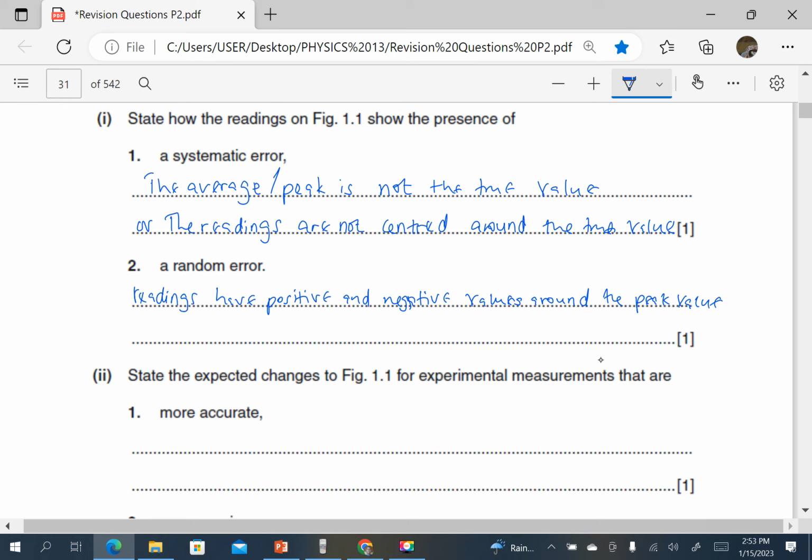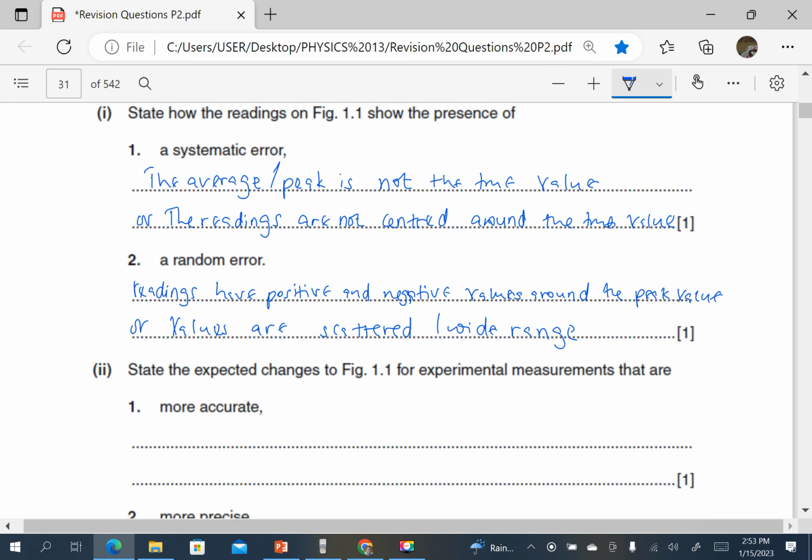If that is hard, I know you are familiar with values are scattered. I know you are used to scattering of values due to random errors. So values are scattered, or they have a wide range. So there is a random error.